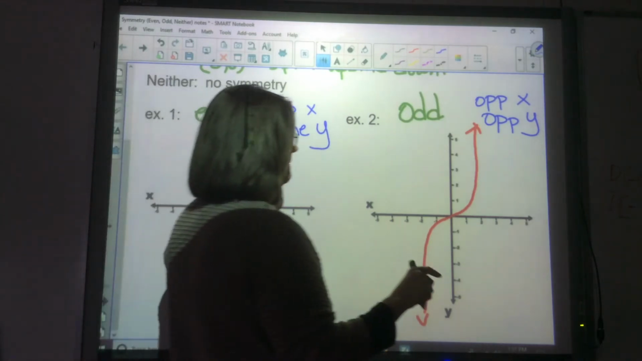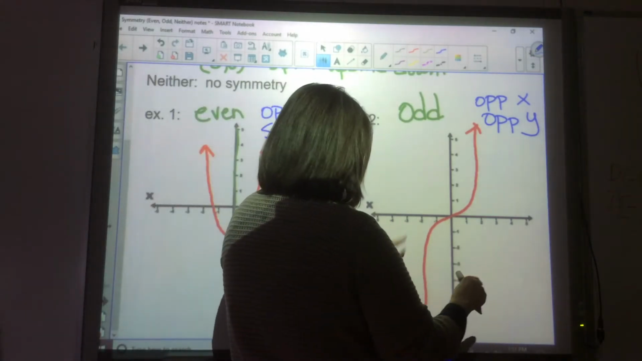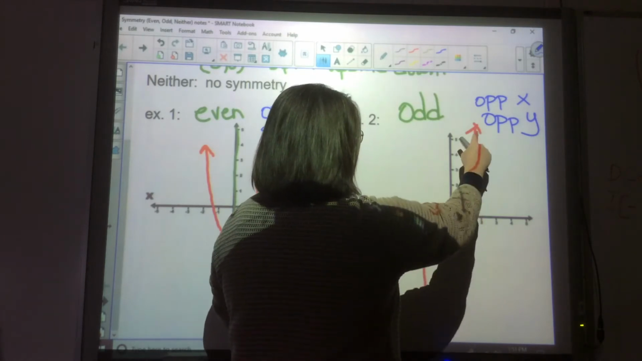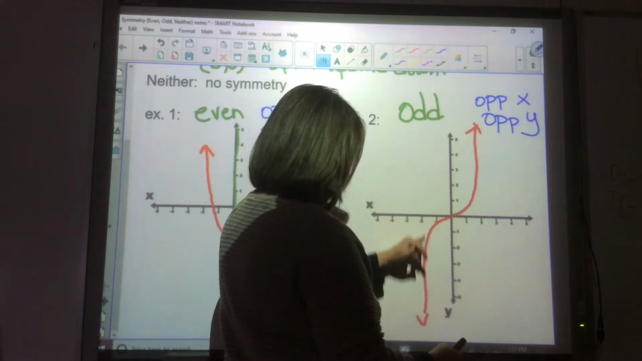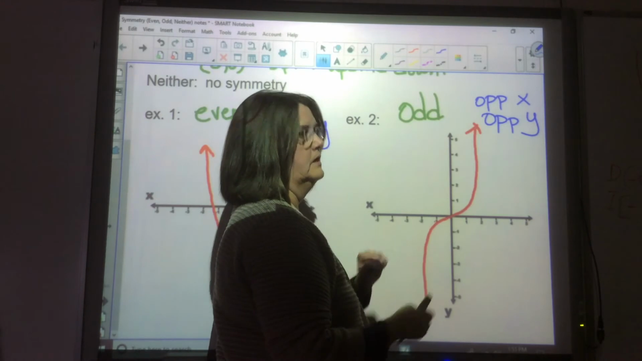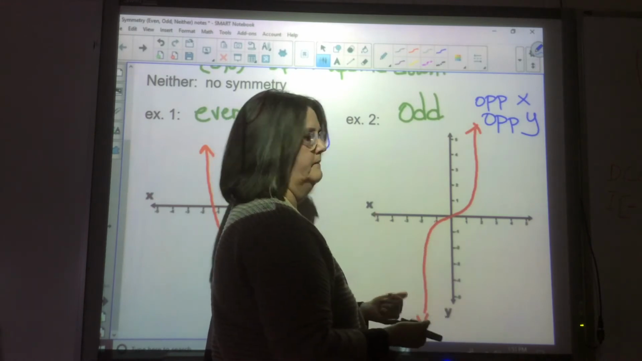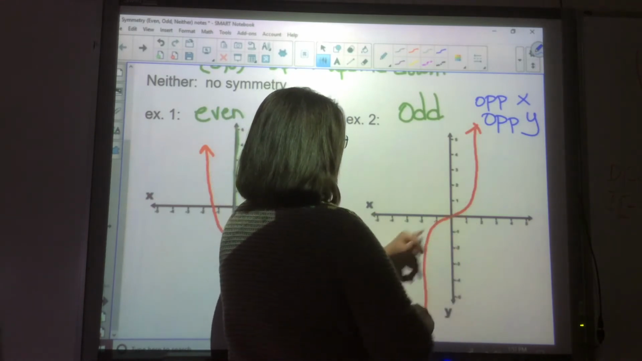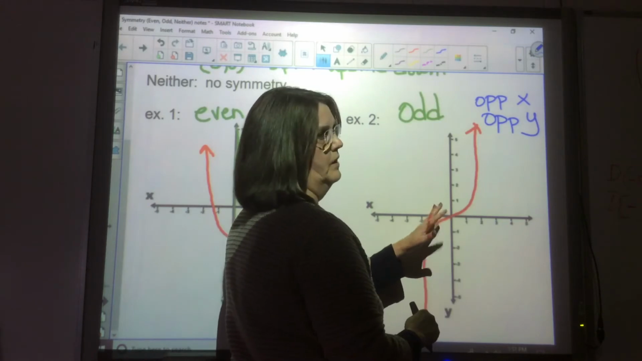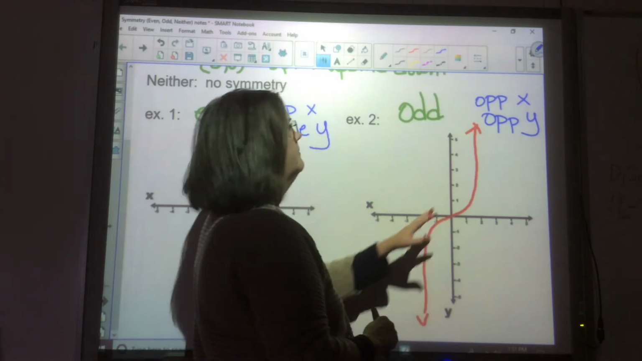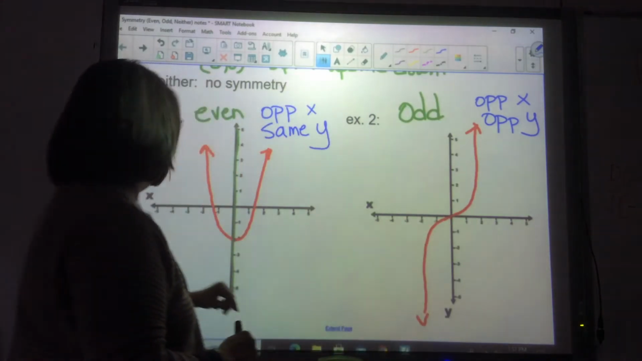So if you look at 2, it's at 5. And if you look at negative 2, it's at negative 5. That is odd. If you look at 1, it would be at 1. Look at negative 1, it'd be at negative 1 if I sketched it right. But that's an odd graph.